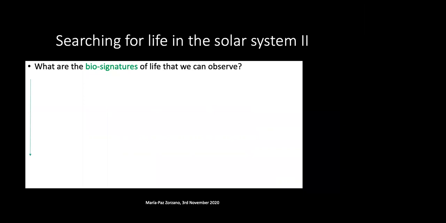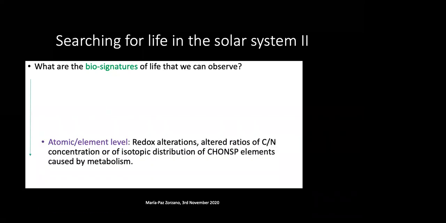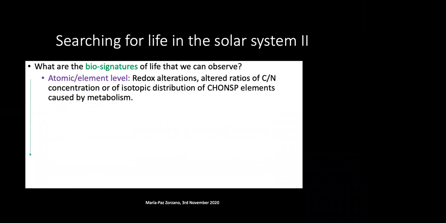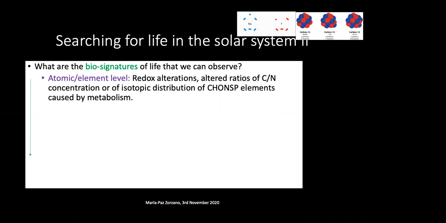Let's say we find an environment that we think is or was habitable. What should we search for? If you really want to tell or convince the community that there was life there, you need to find what are called biosignatures. And biosignatures can have different forms. You can have biosignatures that operate at the atomic or element level. And the most important examples of this kind are the alterations in the redox state of any composition of a mineral, of a fluid.